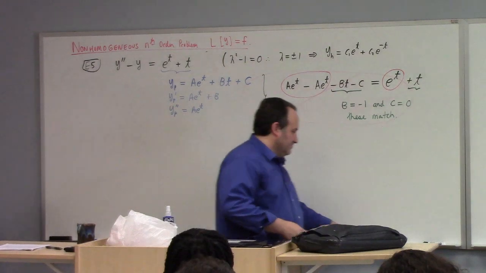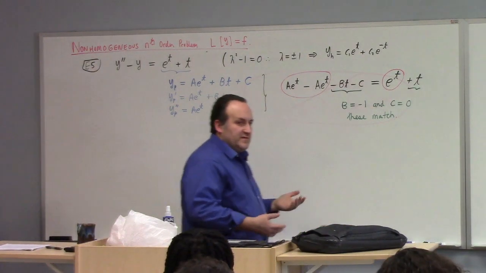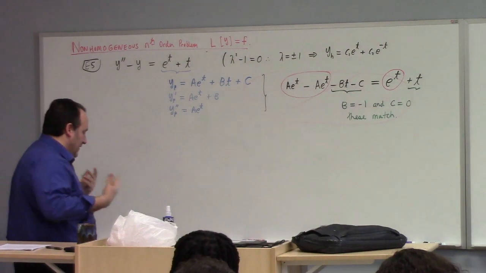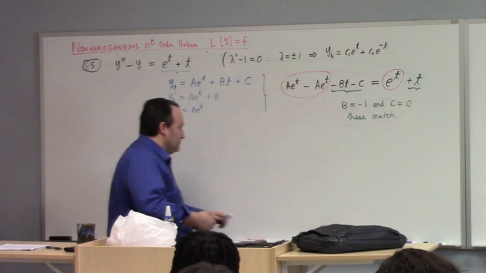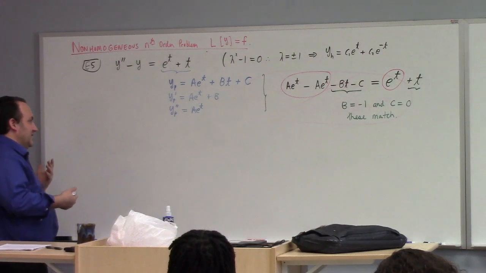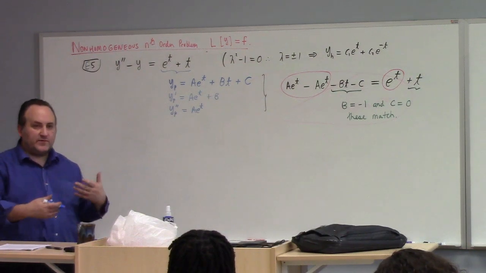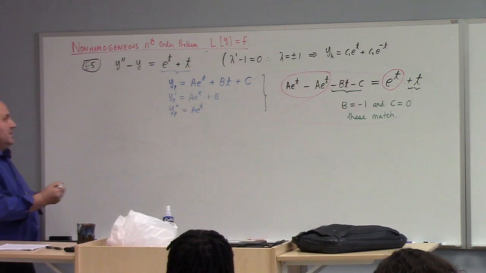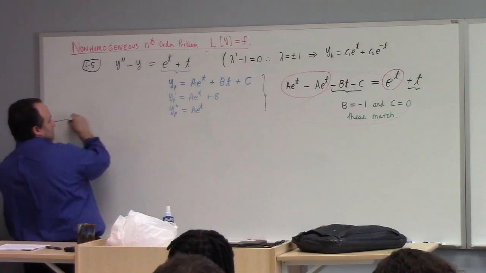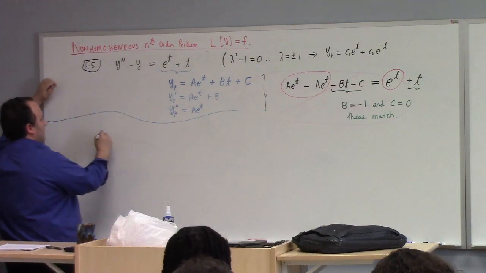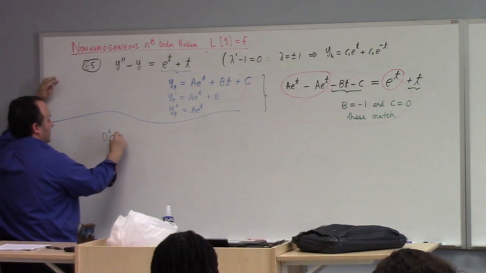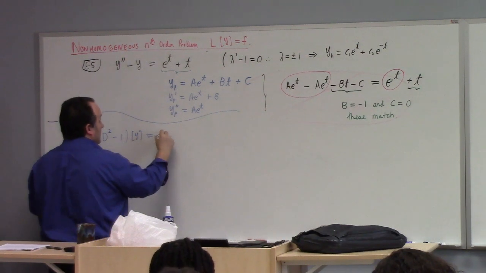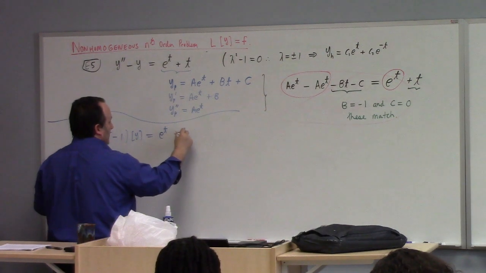So how do we fix this? We fix this with what's called the method of annihilators. I'm going to show you how the method of annihilators works. The purpose is to propose the correct form for the particular solution. So here, we have d squared minus 1 acting on y equals e to the t plus t.